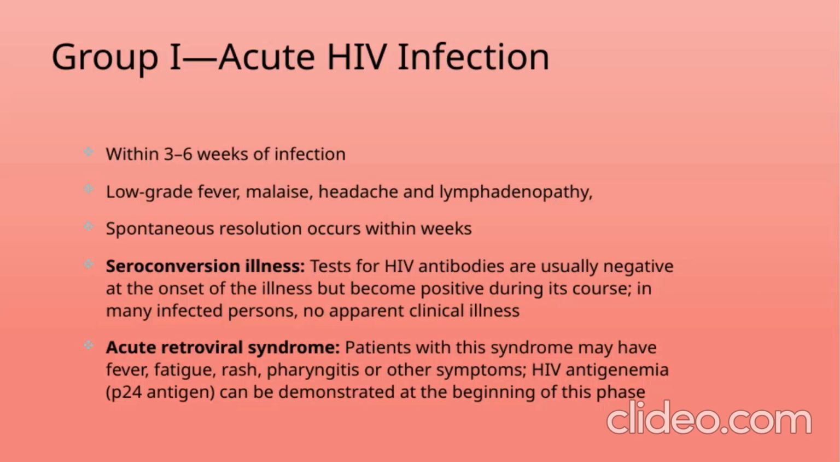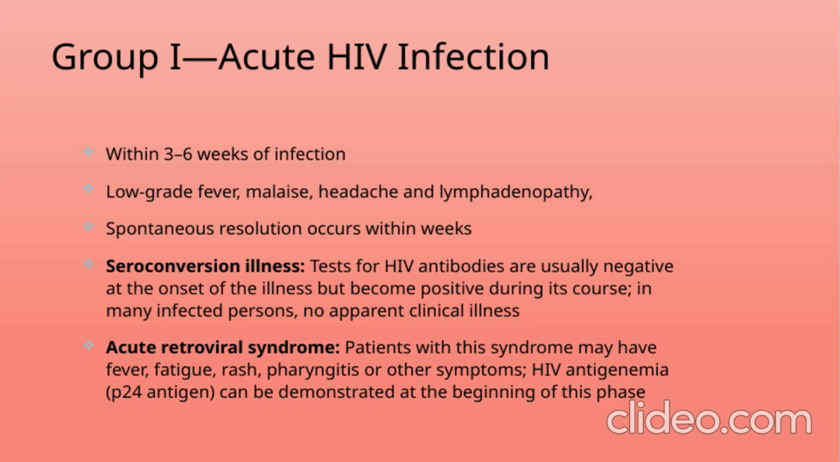Now, within about 3 to 6 weeks of infection, this is when the initial symptoms can appear. You might notice a low-grade fever, feeling generally unwell, some headaches, and swollen lymph nodes, which is known as lymphadenopathy. It's important to recognize that during this early phase, many people experience a spontaneous resolution of these symptoms within a few weeks. At this stage, we also have what's called seroconversion illness. This is when tests for HIV antibodies are usually still negative at the very start, but as the infection progresses, these tests turn positive. Interestingly, in many infected individuals, there may be no obvious clinical illness at all during this period.